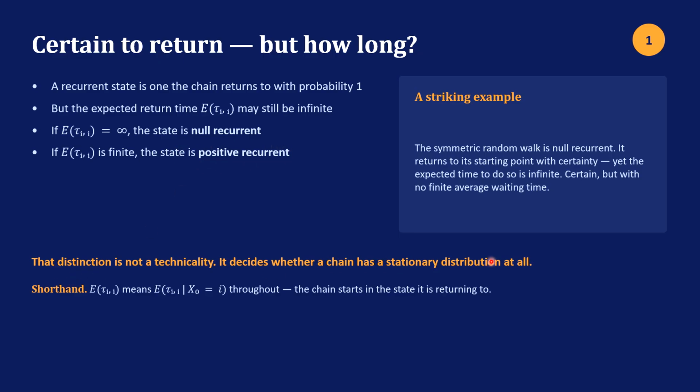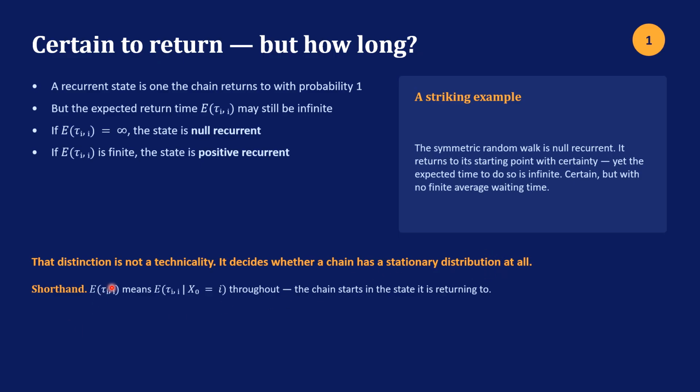So an important comment here, this distinction is not a technicality. It decides whether a chain has a stationary distribution at all. A stationary distribution is the probabilities in the long term of being in different states. So we need to have this positive recurrence in order to compute stationary distributions.